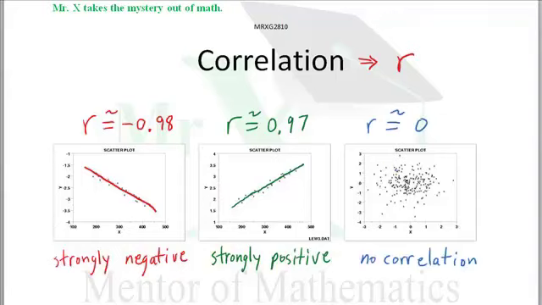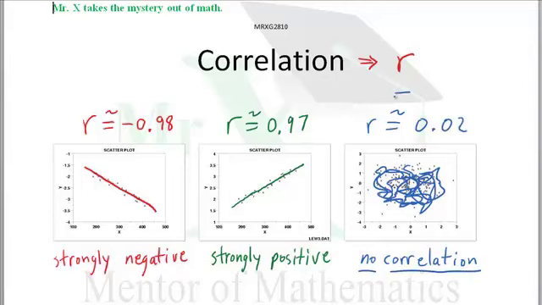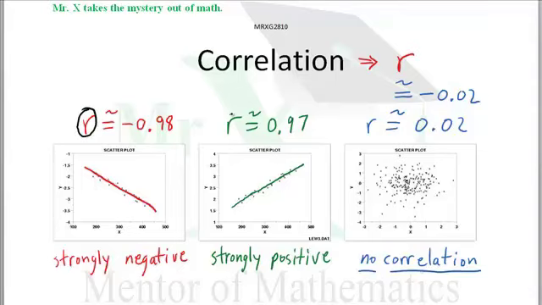Now, because the points in the scatter plot are all over the road, how are you going to draw a line through those guys? Well, it'd have to look like spaghetti. No correlation. So whether this was 0.02 or negative 0.02, is it more negative than positive? Well, it's hard to tell because it's so all over the road. So there's no correlation.